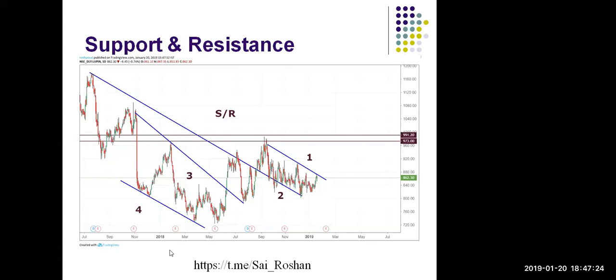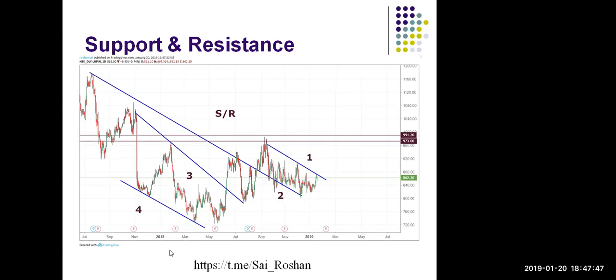Then it fell down. Now see the beauty of this third line again. It is now behaving like a support. Somewhere between July and September it fell down, but this line, which was earlier a resistance, now gave support and it went up. I hope it makes sense, right? That's the beauty of trend lines and of support and resistance analysis.